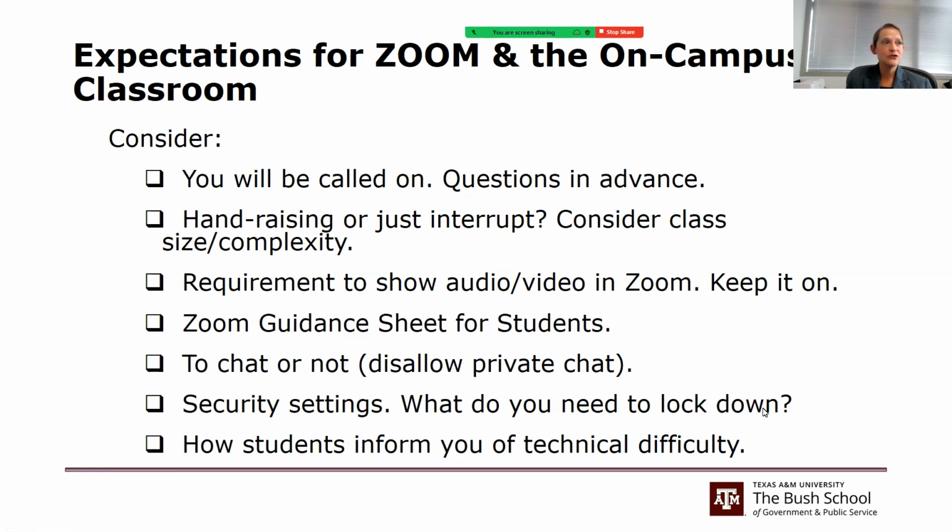Some of the expectations you set for Zoom and the on-campus classroom, some things to consider include: will you call on students? Will you share the discussion questions in advance? Hand raising. Is it a small enough classroom so that the remote classroom can just unmute and interject? Do you want them to interject, or do you prefer that they raise their hand if they have a question? Is that your preference of the remote location and the in-person location? So just think through some of those procedural things, what facilitates the classroom the best.